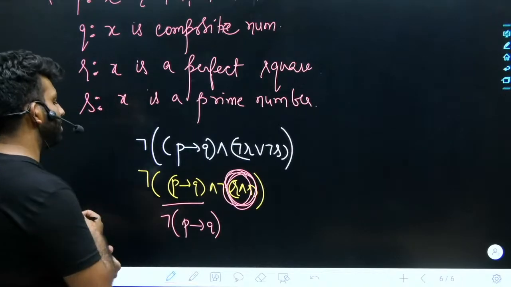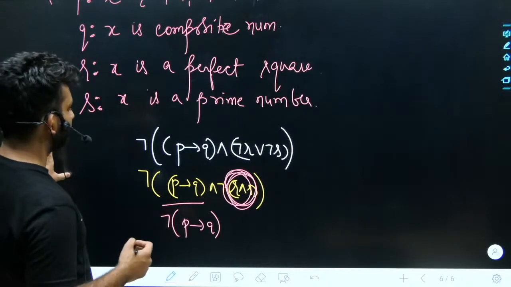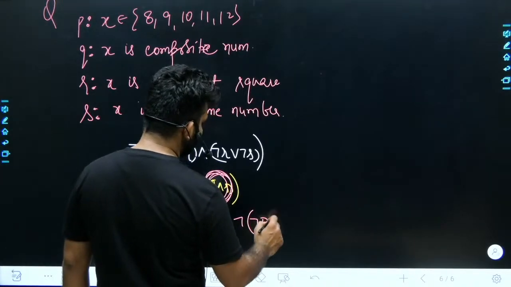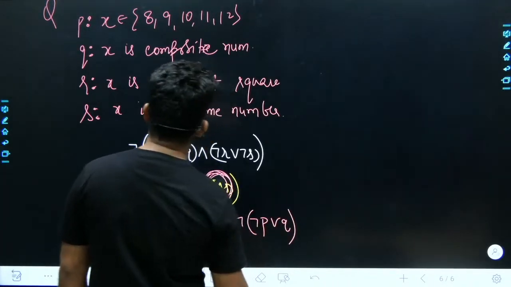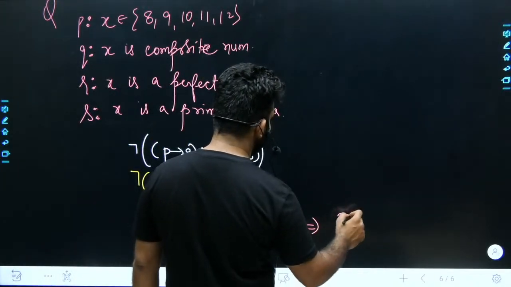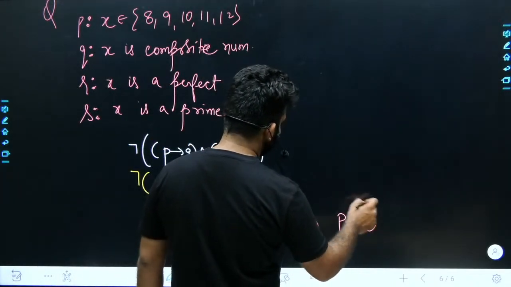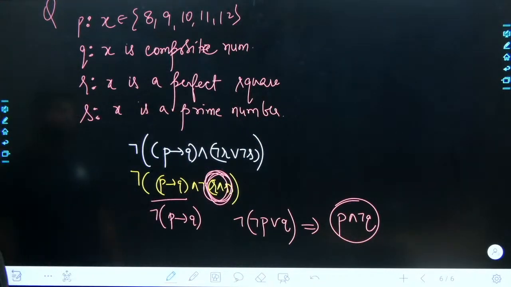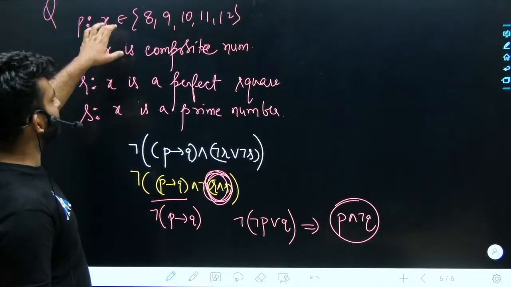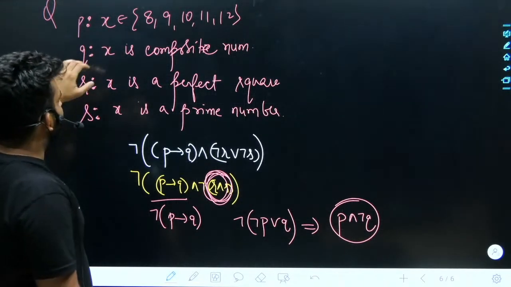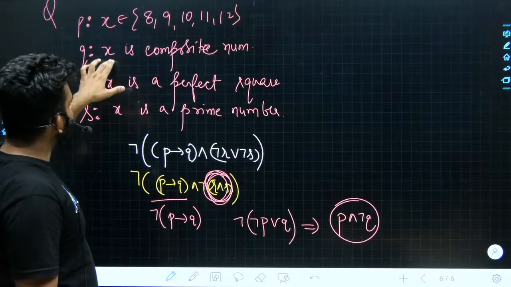What does P implies Q mean? This is nothing but not P or Q, and solving it further, I will get P and not Q. That means I am looking for a number which satisfies this condition and does not satisfy the other condition.